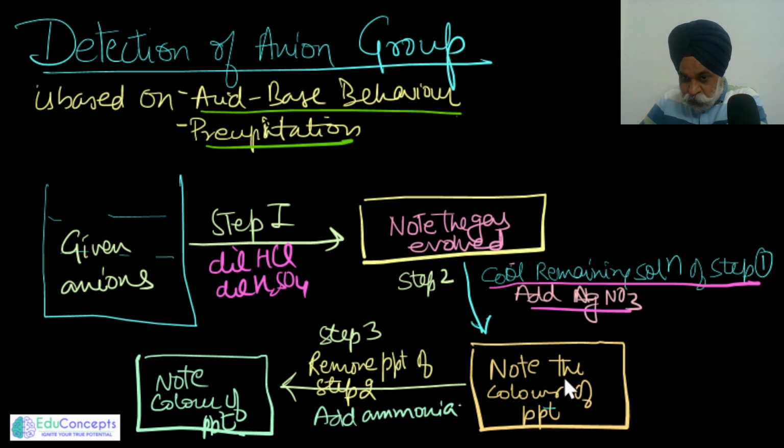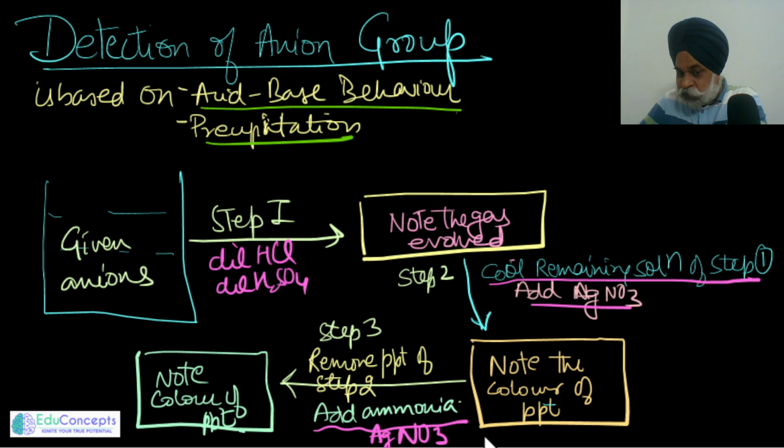And lastly, note the color of the precipitate. If the precipitate color is clear to you, you separate the residue, and the filtrate is still left with some anions. If the filtrate still has anions, now add ammonia into it, along with extra silver nitrate if required. The addition of ammonia is to neutralize the acidity so that a neutral condition is generated. In the neutral condition, some other precipitates of silver now start precipitating. And this is the third step: note down the precipitate and see the filtrate, and still in the filtrate some anions are there. What are those anions?